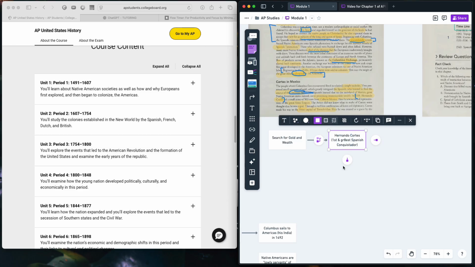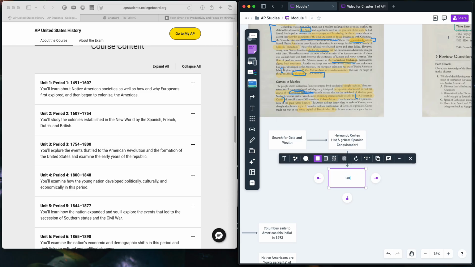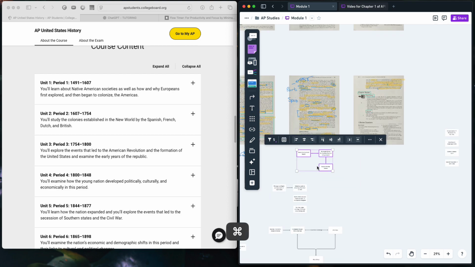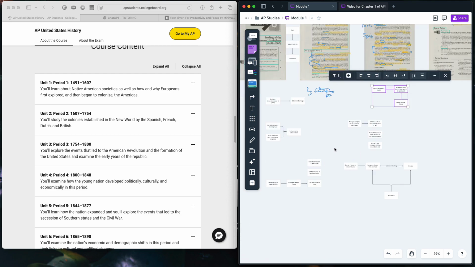So Hernando Cortez, I'll say, had a falling out with the Aztecs. Just so we know, it's not Christopher Columbus. That's with the Aztecs. It's Hernando Cortez with the Aztecs. Okay. So now let's see how this would fit into our big map.